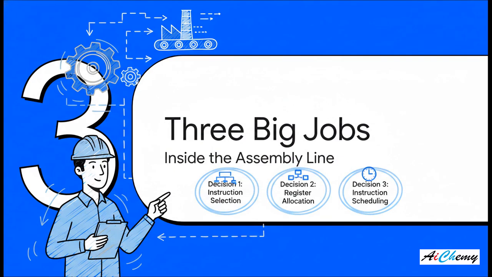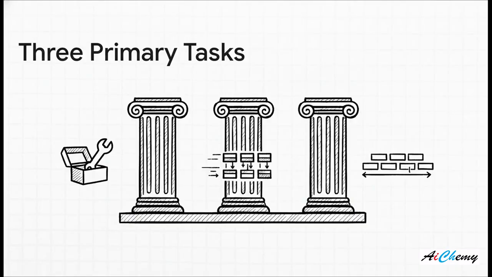So what does a code generator actually do? I want you to think of it like a highly skilled factory manager who's overseeing the final assembly line. This manager has to make 3 critical decisions to build the best possible product. And that manager's job boils down to these 3 primary tasks: instruction selection, register allocation, and instruction scheduling. Getting each one of these right is absolutely critical. So let's break them down one by one.